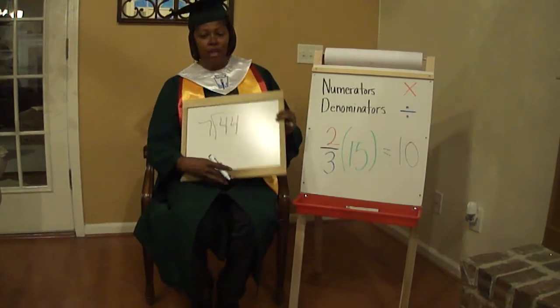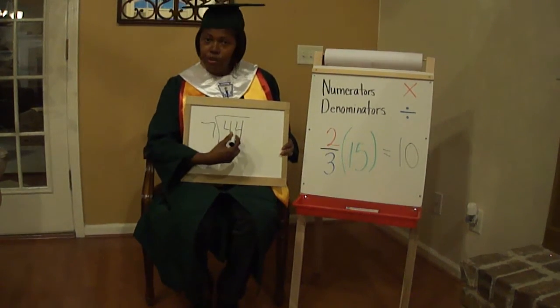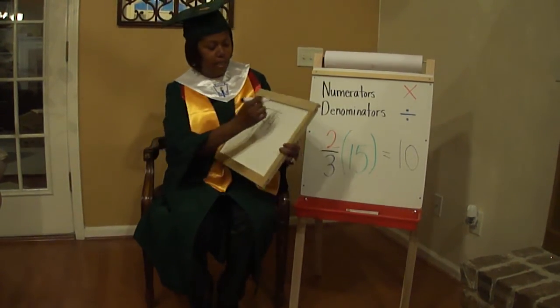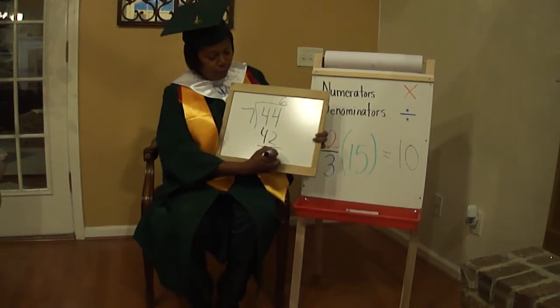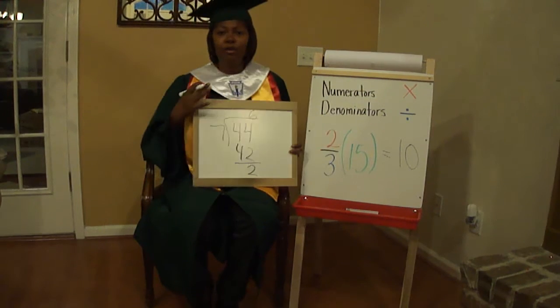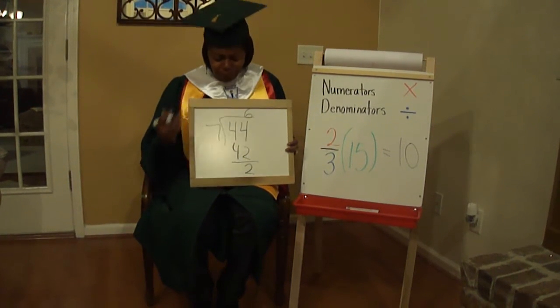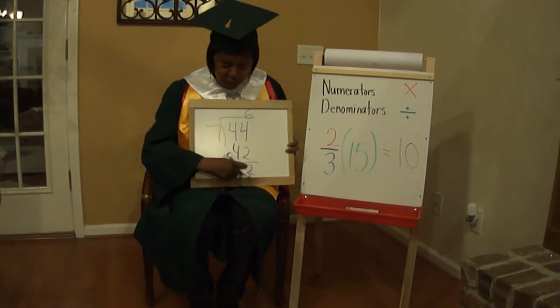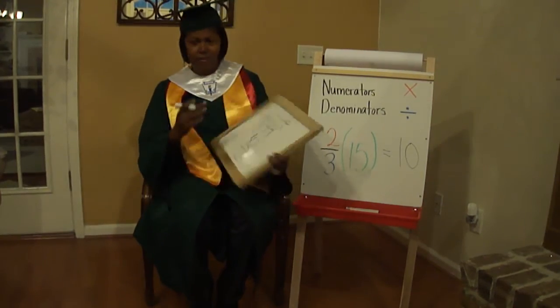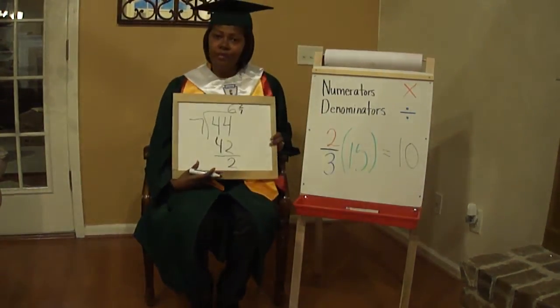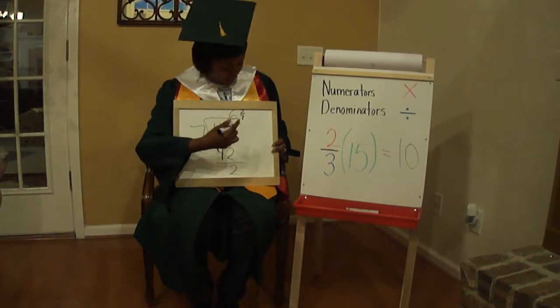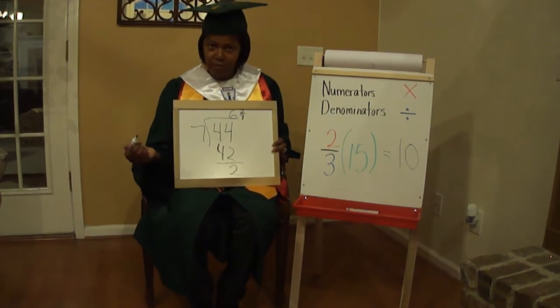Alright, so 7 goes into 44 6 times. Ooh. With a remainder of 2. A remainder of 2? I don't know what to do. Take that 2 and put it over the 7. I'm telling you, math really is a piece of heaven. So 44 sevens turned into 6 and 2 sevens.